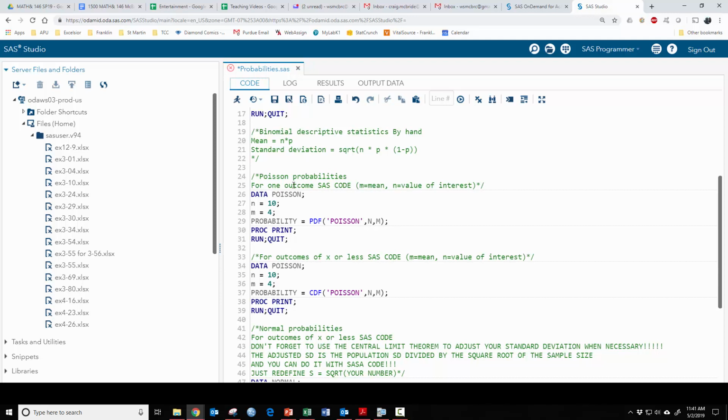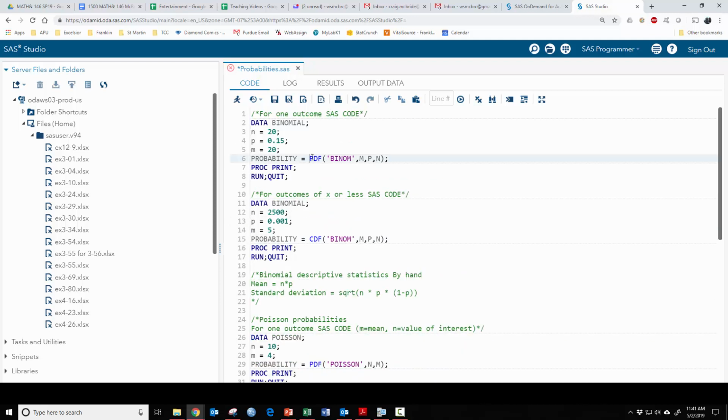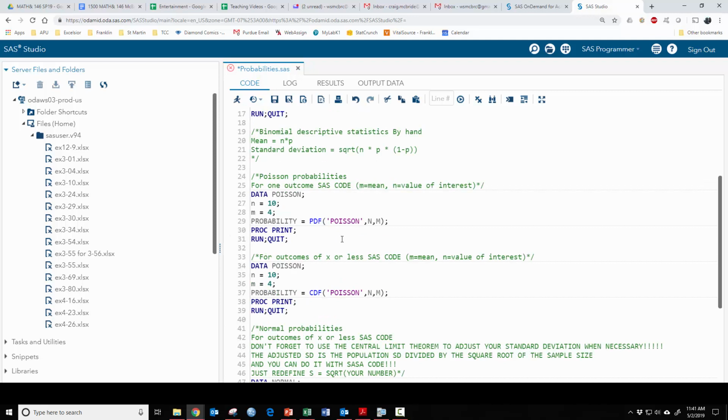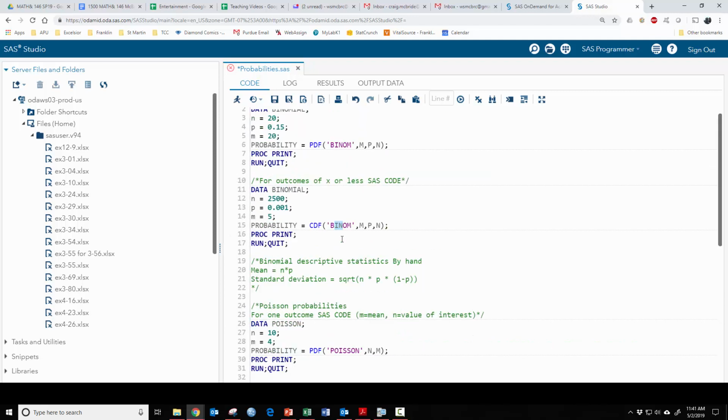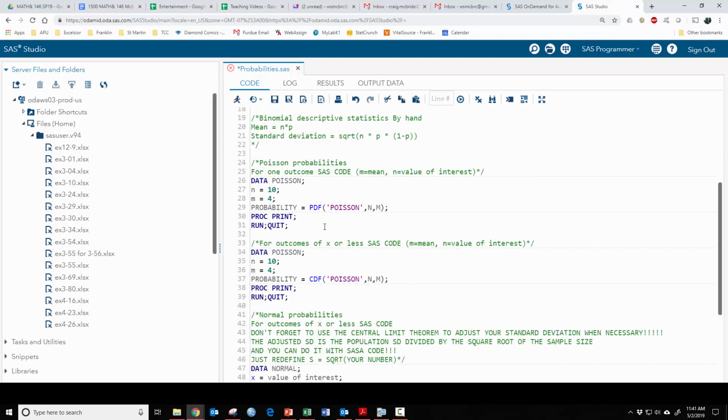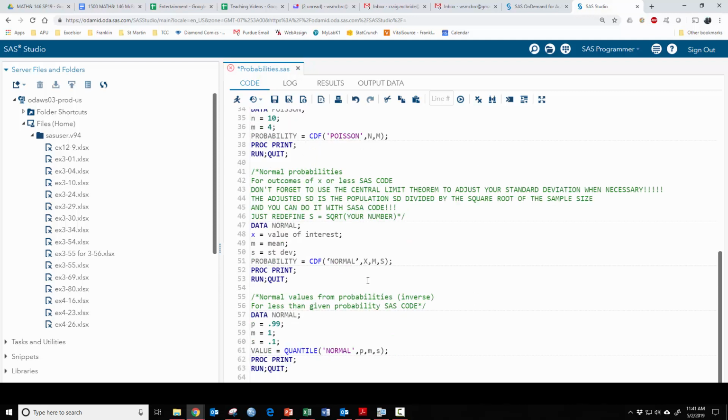You'll see down here, I've got the code for one outcome, and it's just like before, it's a PDF, right? You'll notice the similarities: it's PDF when you're doing one outcome, and then you just have binom in here for binomial. CDF is when it's cumulative, binom in here, right? And then you have PDF and Poisson, CDF and Poisson. And then when you want to do normals, it's the same thing, CDF, and so on and so forth.